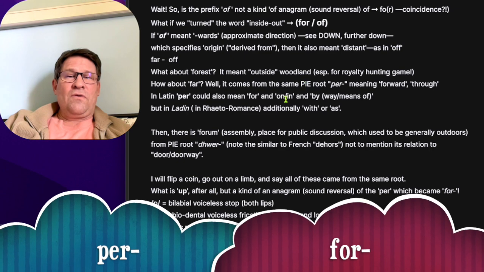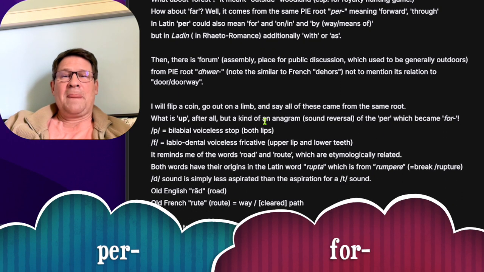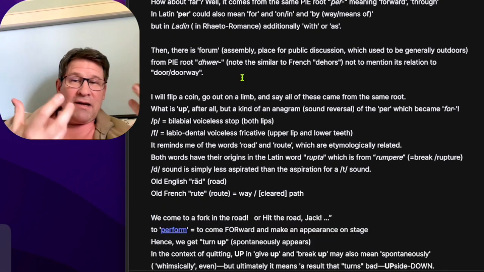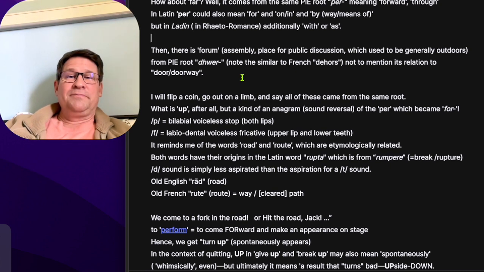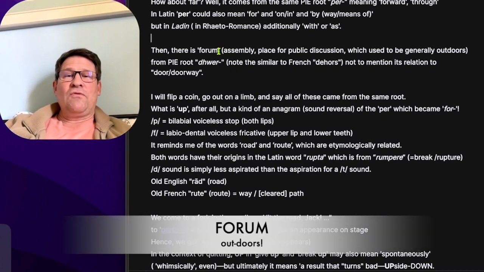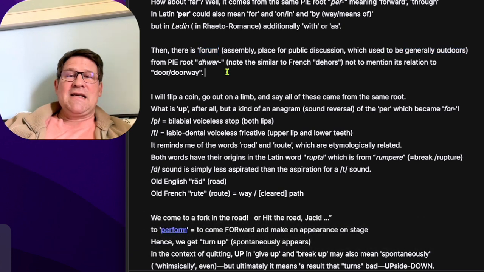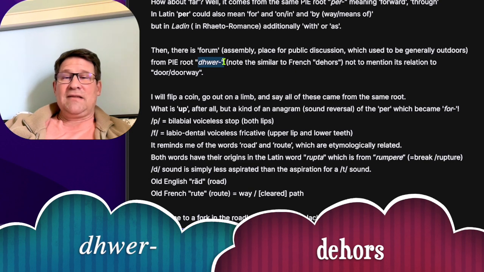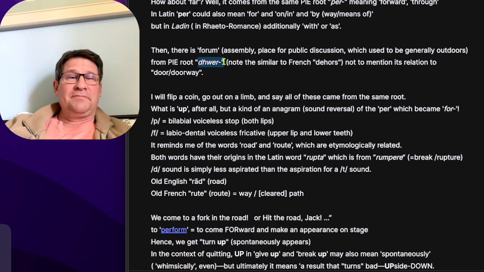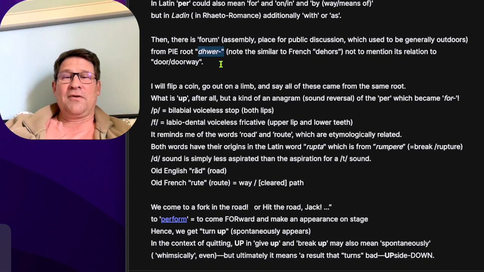Per and for are used everywhere. And now it's more integrated into words like forward, but also perhaps forum, which is outside in the Roman times. And it comes from the PIE root dwer, which really sounds like the French dehors. And it could also mean door or doorway. Door, for.